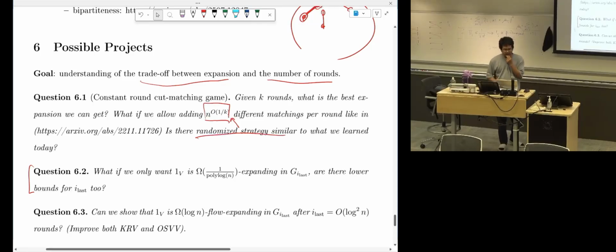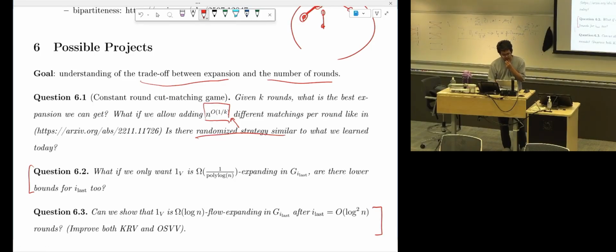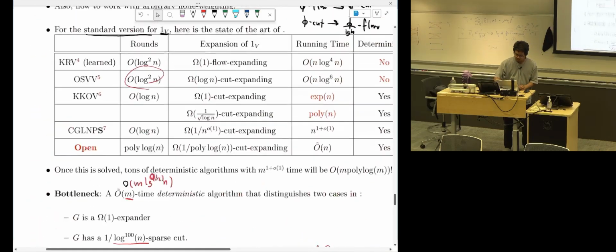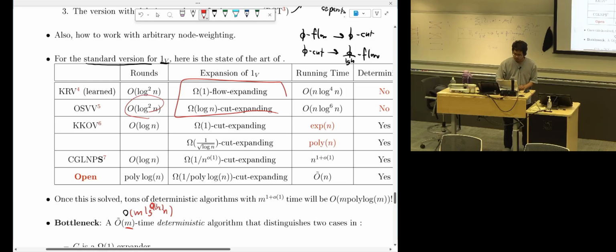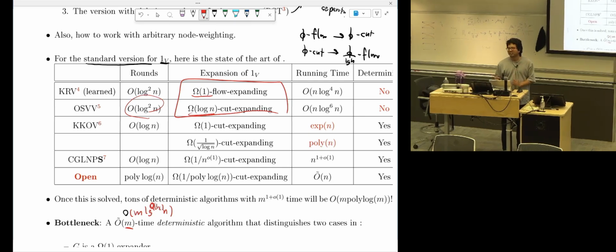The next question, I think this is going to be really cool if you can do it. It's to get something that subsumes both KRV and OSVV. Here, this is like a log n cut expanding or one flow expanding. If you get log n flow expanding, it's just going to subsume both of these. Okay.